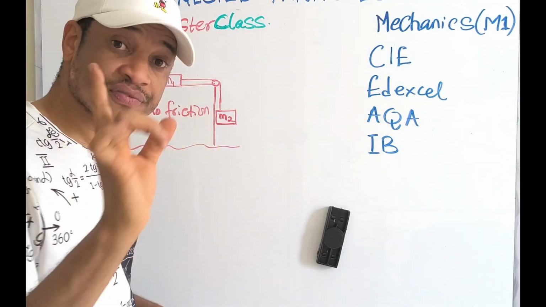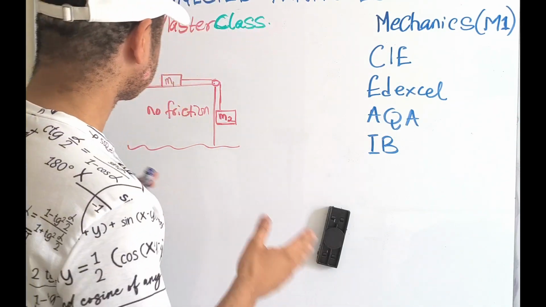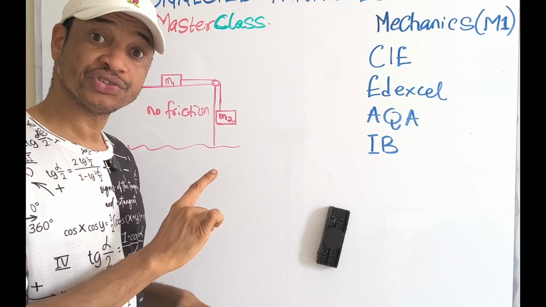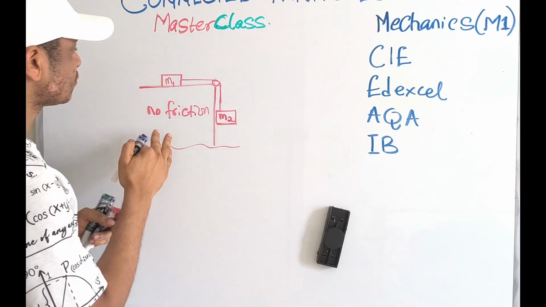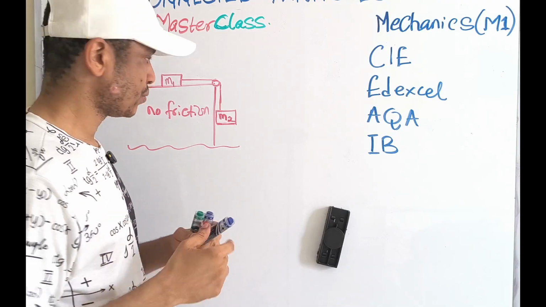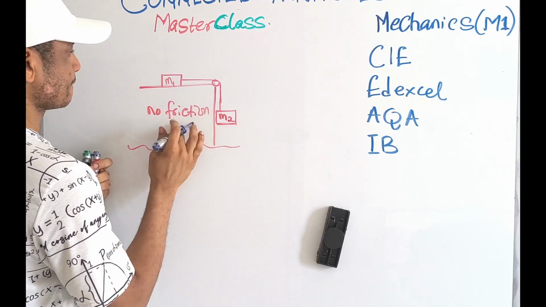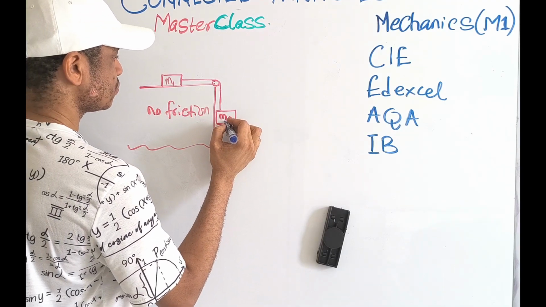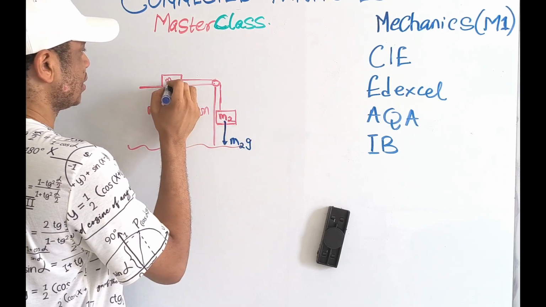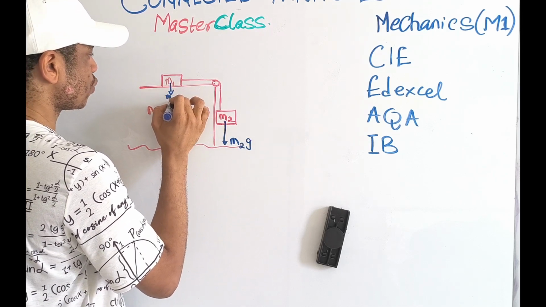All right, so we've done the first one. You can check the previous video. And now we have two particles, no friction. So after this, we'll do friction. So for no friction, again, like we did in the previous video, the weight of this will be M2g. The weight of this will be M1g.